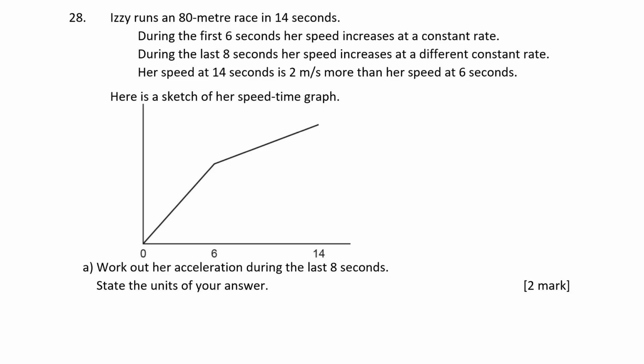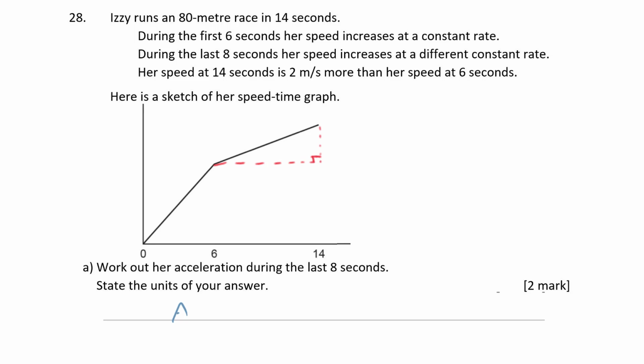Question 28a says, work out her acceleration during the last 8 seconds. Okay, now the last 8 seconds is the time from 6 to 14, isn't it? That's 8 seconds long. So we're talking about this section of the graph here. And acceleration is equivalent to the gradient on a speed time graph.